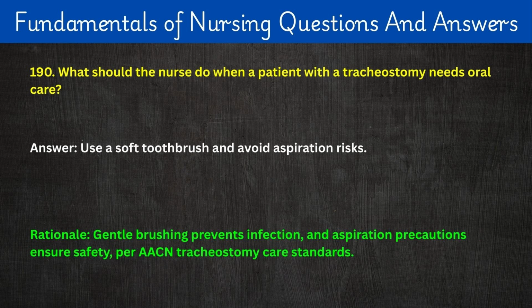190. What should the nurse do when a patient with a tracheostomy needs oral care? Answer: use a soft toothbrush and avoid aspiration risks. Rationale: gentle brushing prevents infection, and aspiration precautions ensure safety, per AACN tracheostomy care standards.